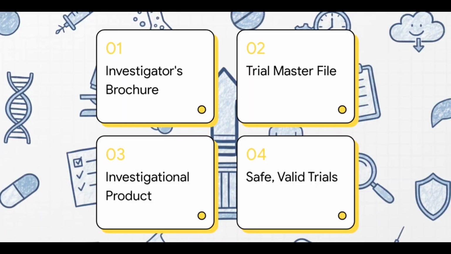Here's how we're going to tackle this. First up, the Investigator's Brochure, or IB. Then, we dive into the Trial Master File, the TMF. Third, the Investigational Product, the IP. And finally, we'll see how they all come together to ensure safe, valid trials.